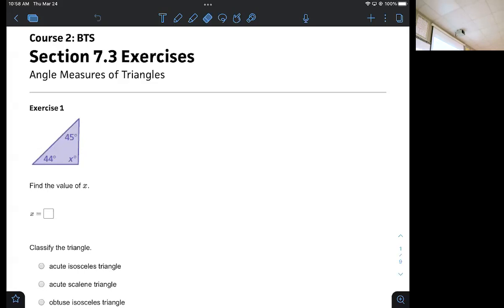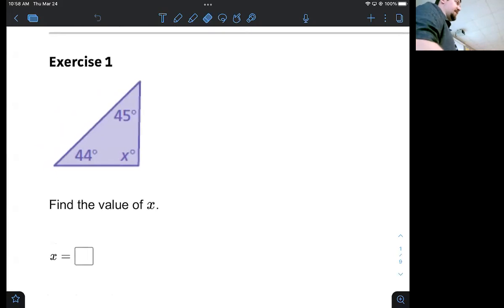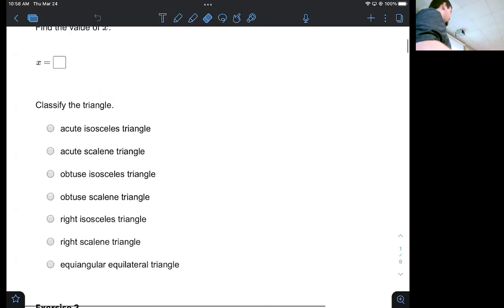All right, 7.3 extension is going to go over two things about triangles. It's going to have you fill in missing angle measures in a triangle, which you should know how to do. And it's going to ask you to classify them, which we learned how to do yesterday. So this is number one. For number one, you're going to have to write two things down. What X is, and then what kind of triangle it is, based off of all of our different ways we can classify triangles by their angles and sides.